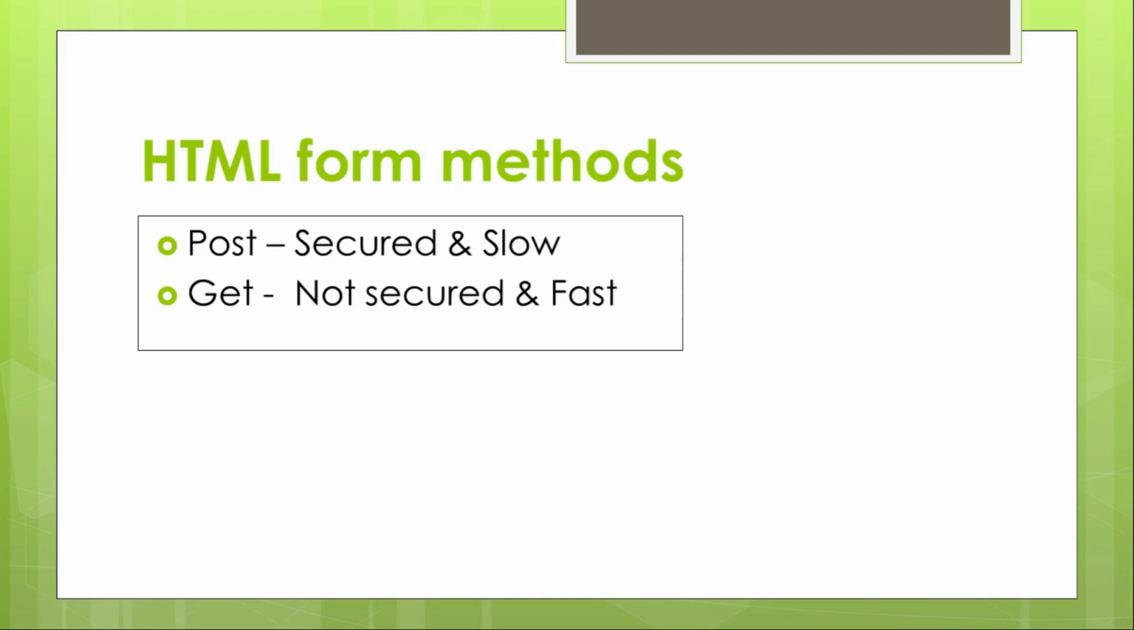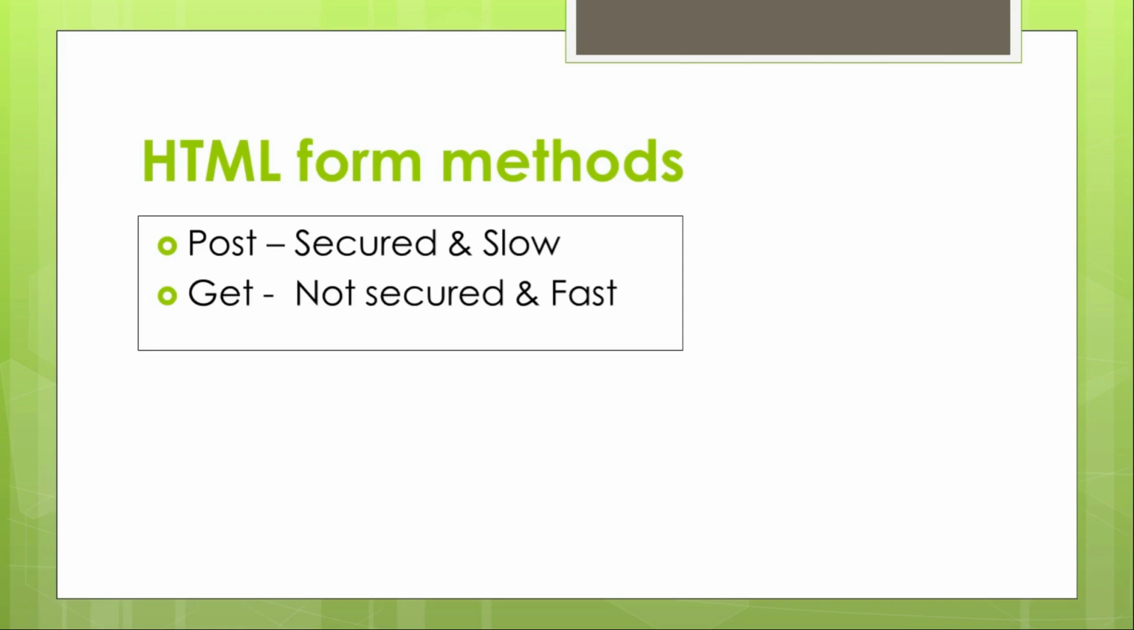It's highly fast because it doesn't use an encryption algorithm. It is not secure, that is the disadvantage. But its advantage is that it is very fast because it doesn't use any encryption algorithm. The time taken to encrypt and decrypt the data is 0. That's why the get method is very fast, right?